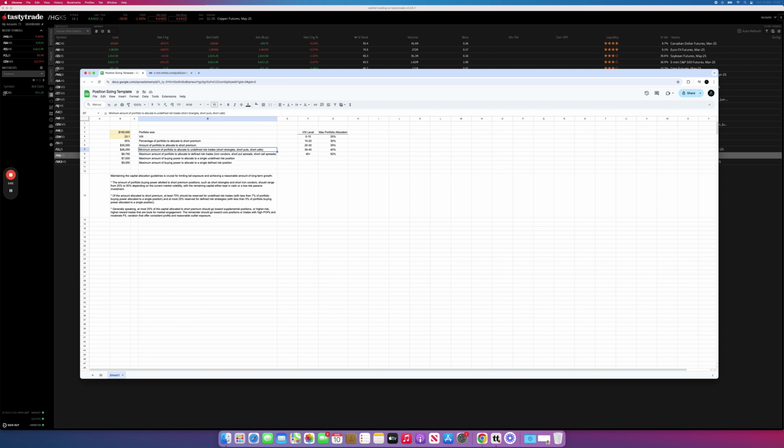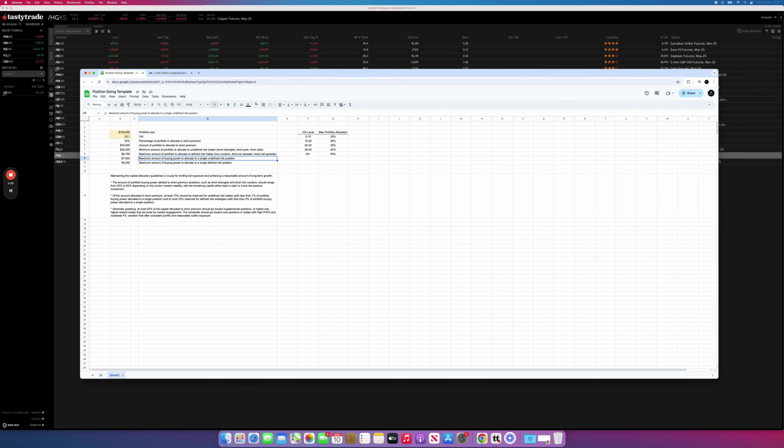So you want to weight your positions far more heavily towards undefined risk trades. This is simply because with undefined risk trades you can manage them a lot better. You have a higher probability of profit, and it's going to ensure smoother returns or a smoother P&L curve.